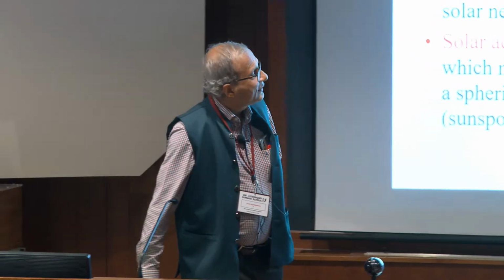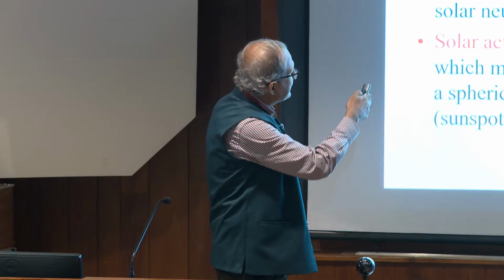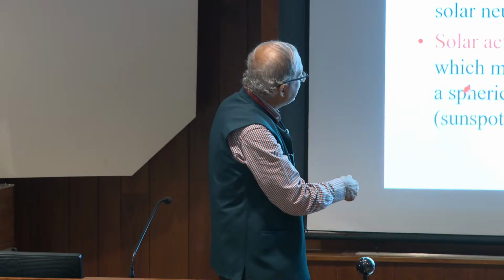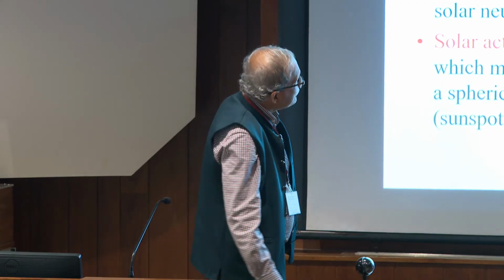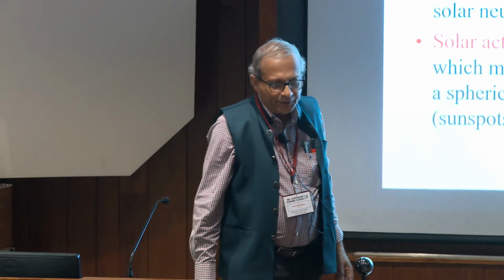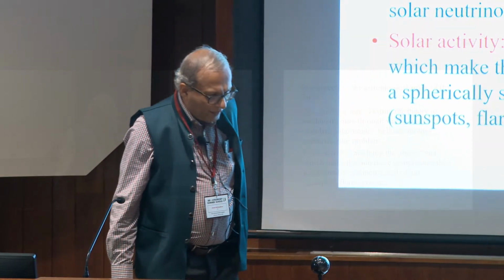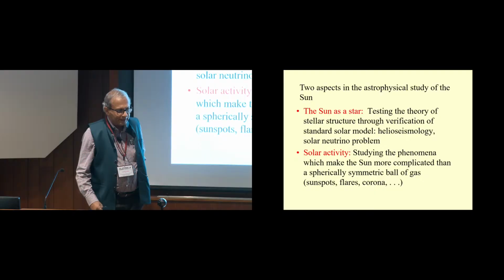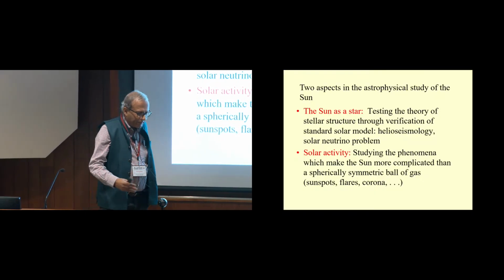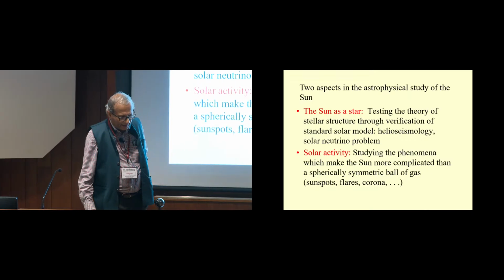The astrophysical study of the sun involves 2 aspects. One is the sun as a star, and another one is solar activity. By now you would surely know that stellar structure theory is one of the pillars of astrophysics, and by solving equations of stellar structure, we can calculate how density, pressure, temperature, etc. would vary with radius inside a star.